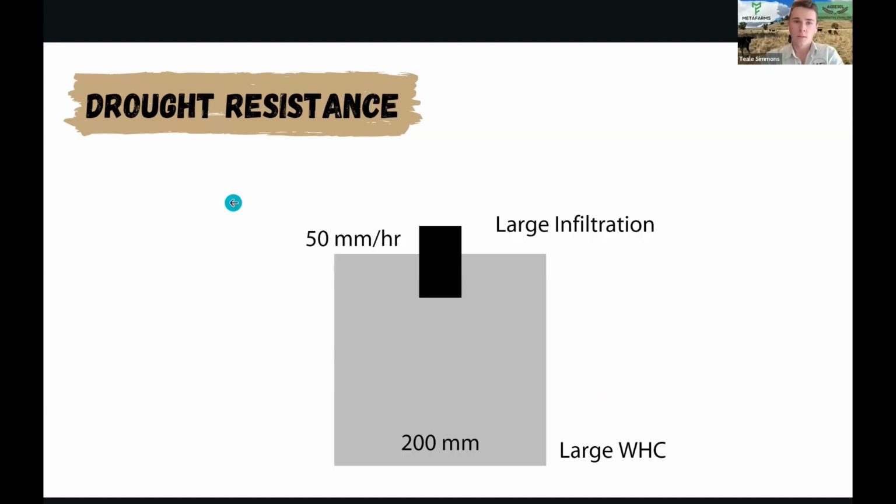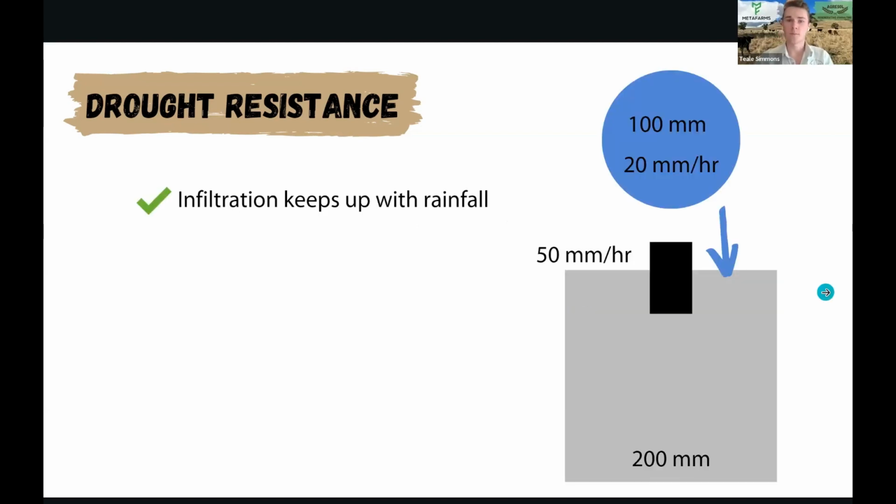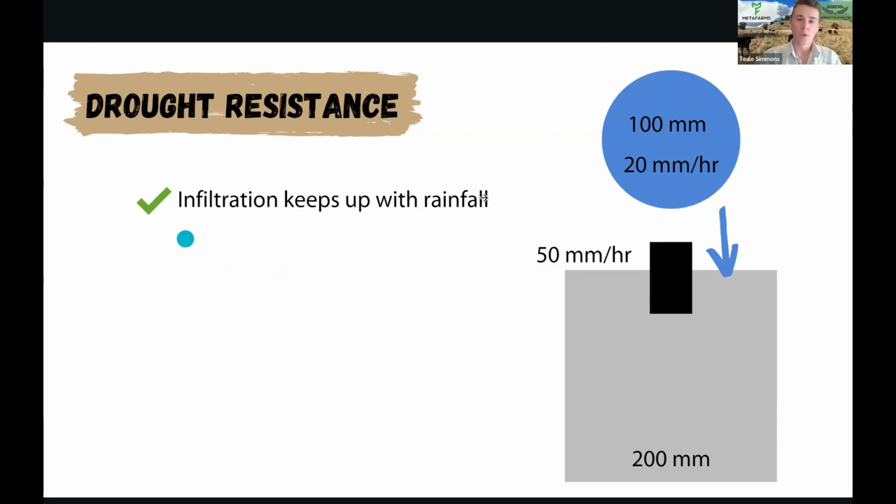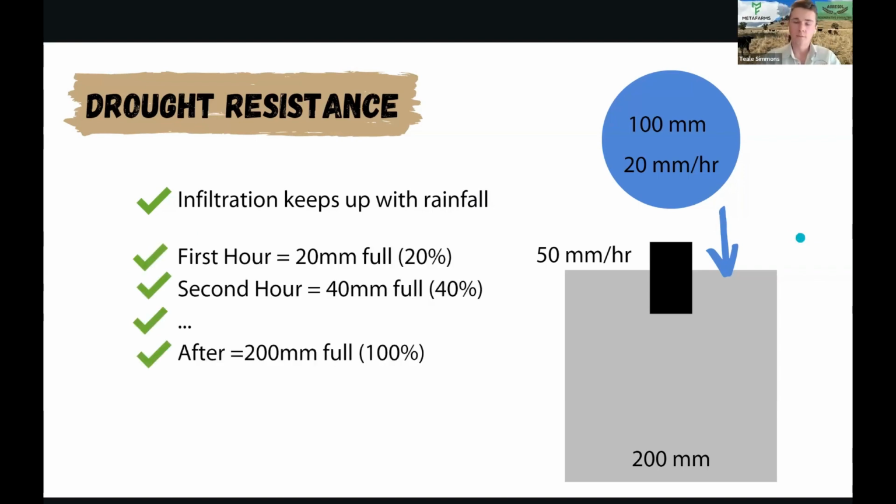So let's combine these two things and consider what's going to happen. We've got a large infiltration rate and a large water holding capacity. The infiltration rate keeps up with rainfall, so in the first hour, we're going to get all 20 mils. Second hour, we're going to get the next 20 mils, so 40 mils total. And we're going to do that all the way until the storm has passed. That should say 100 mils. Effectively, we're 100 mils full and we didn't lose any water. We captured all of it.